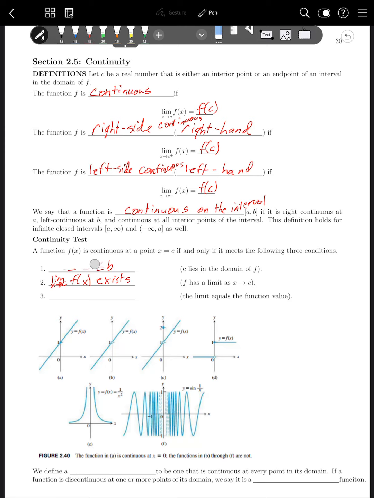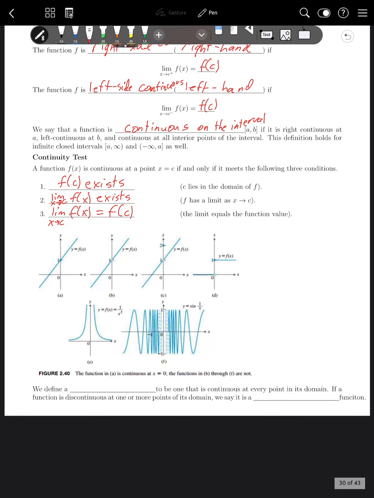Actually, I wrote the wrong thing here. It occurs to me now that I've done that one. This first one should say f of c exists. And the limit equals the function value. So what we have up here: the limit as x approaches c of f of x has to equal f of c.